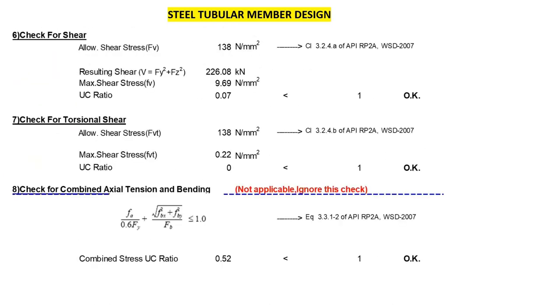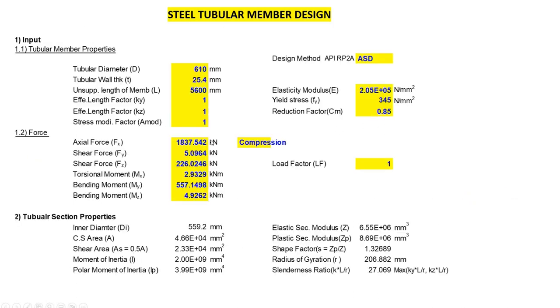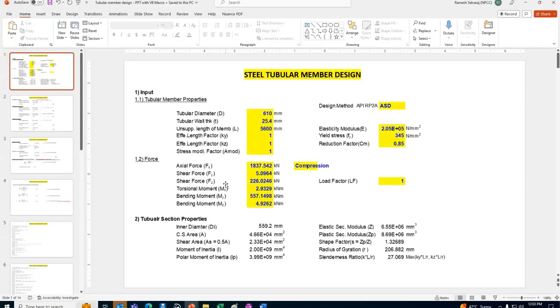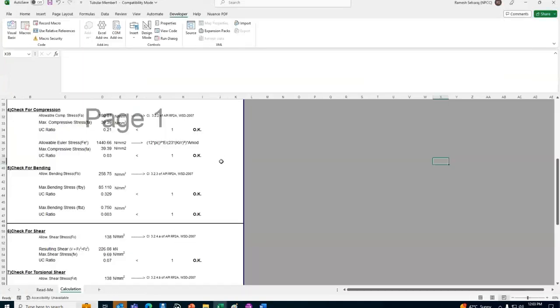Okay. So this is the combined axial compression and bending. Once we check the combined stress also, if it is less than one, then that member is able to take whatever forces it is being subjected to. And so in the Excel sheet also, how are we considering it.